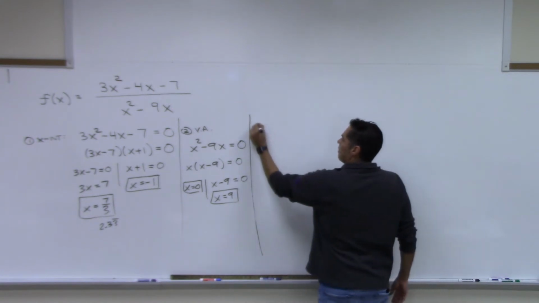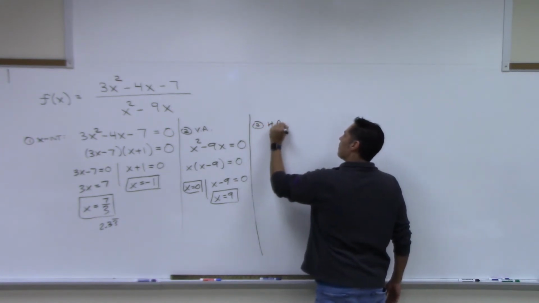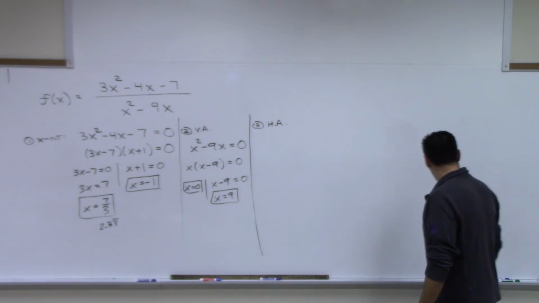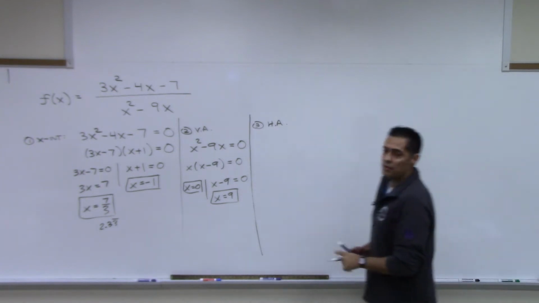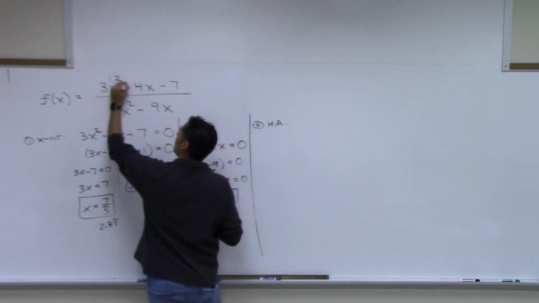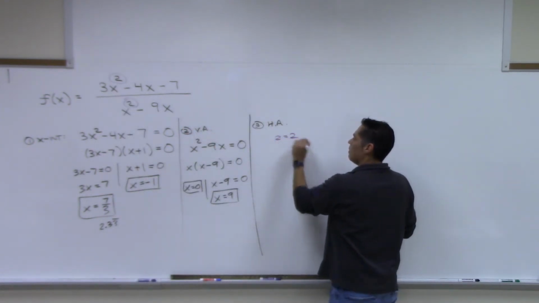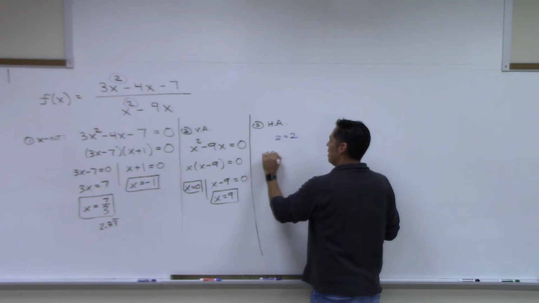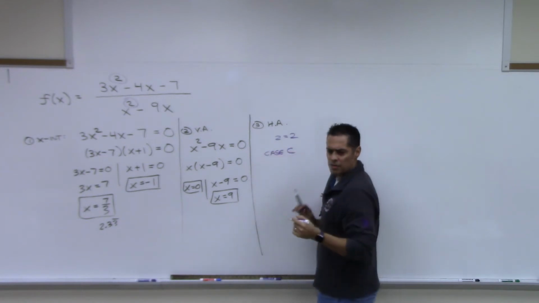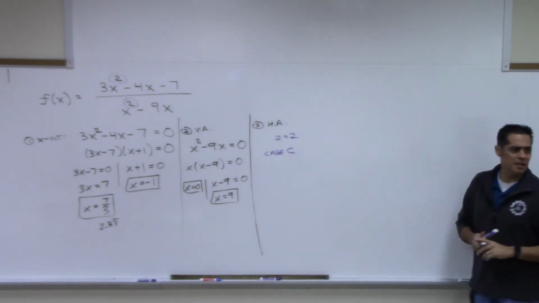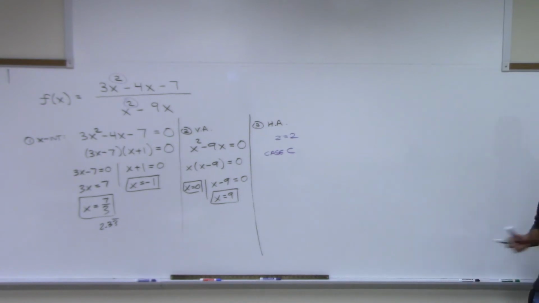All right, third step, horizontal asymptotes. I'm going to compare the degree of the numerator and denominator. And check it out, for the first time, they're both equal, aren't they? They're the same. And this, I believe, is case C. Is that what you have on your notes? This is case C. This is the one that everyone gets tripped up on.